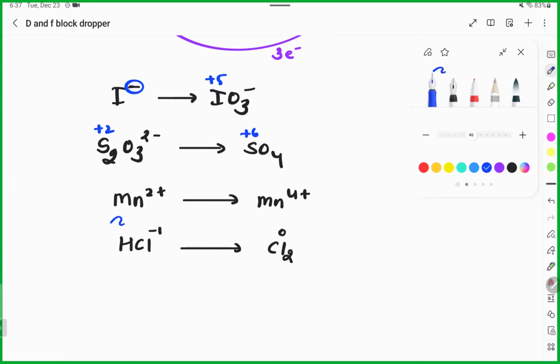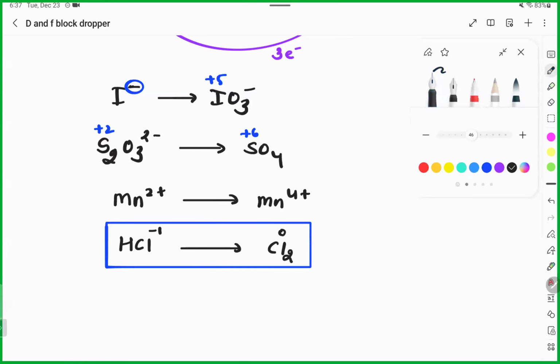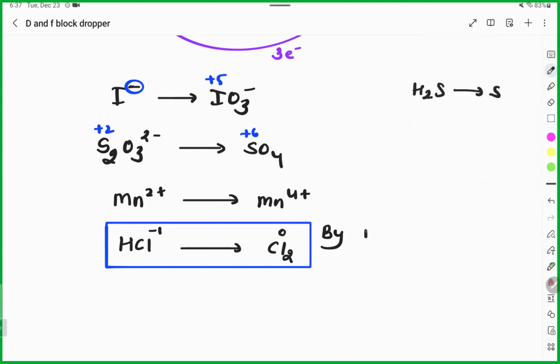Sir, HCl itself is an acid, correct? Then how are you taking it in basic medium? I'm going to add this point. HCl is converting into chlorine, but by itself. Okay, so for this, we don't need KMnO₄. Got it? Even in the NCERT, it is given in a very special note.